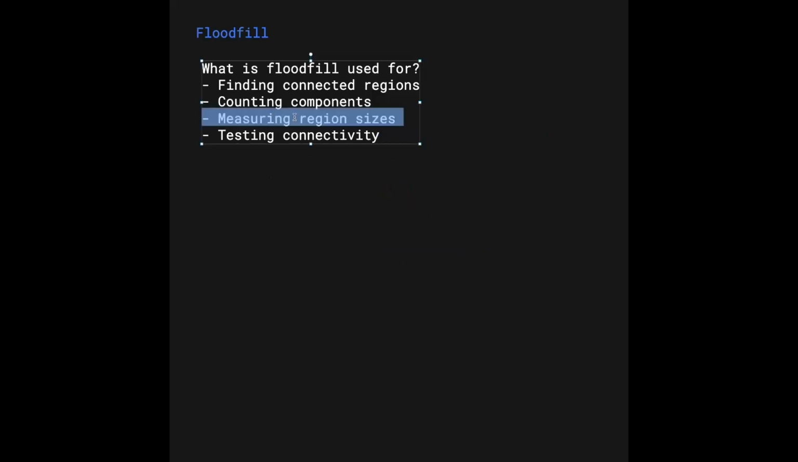Measuring region sizes: during the flood fill, you can simply have a counter to measure how many nodes are in the connected component. And testing connectivity: if you perform a flood fill on, let's say, the parent node, and you want to see if it reaches a leaf node, you can just perform a flood fill and see if it arrives at the target point.